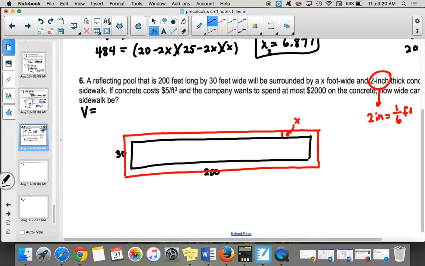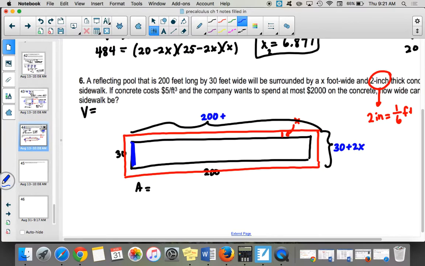So our volume is going to involve some kind of area. Maybe I'll talk about the area first. Our area is going to be this and this. So we had 30 originally from here to here. And how much did I add to the top and bottom? X and X, right? So I've added 2X. So I'm going to write it as 30 plus 2X. And the same for the 200, it's going to be 200 plus 2X. So we have the 200 plus 2X multiplied by the 30 plus 2X.